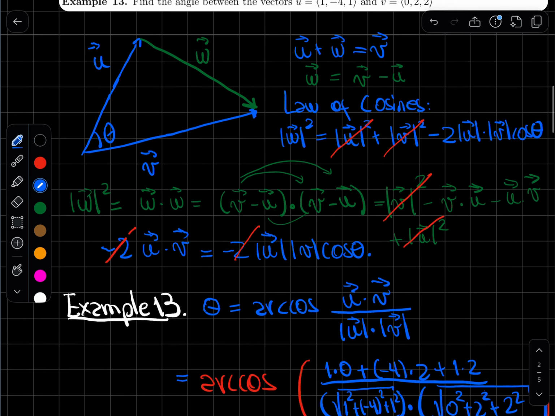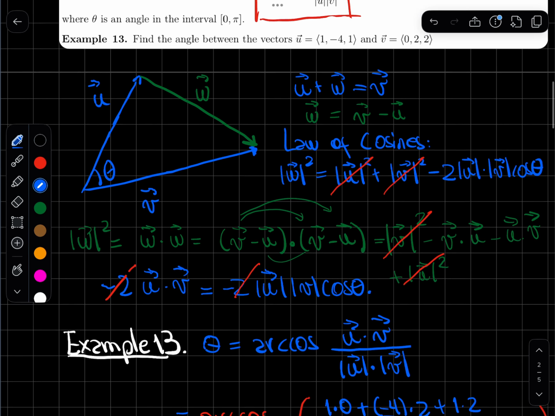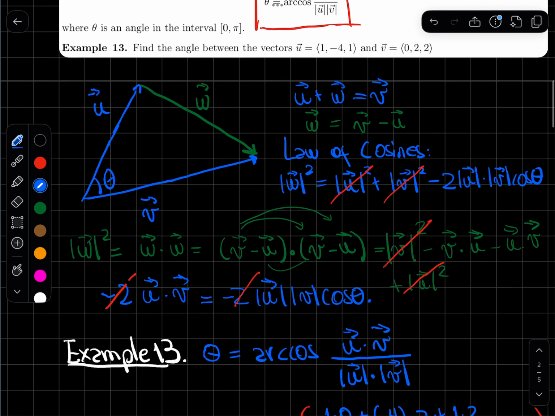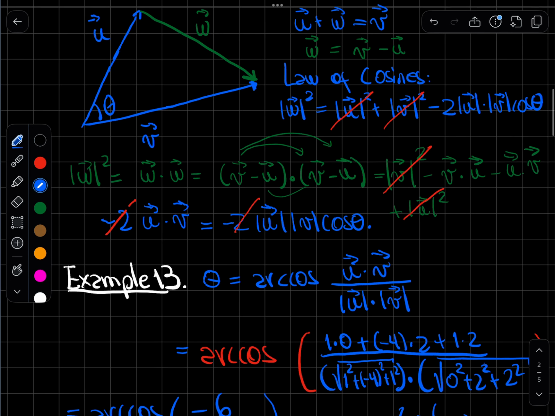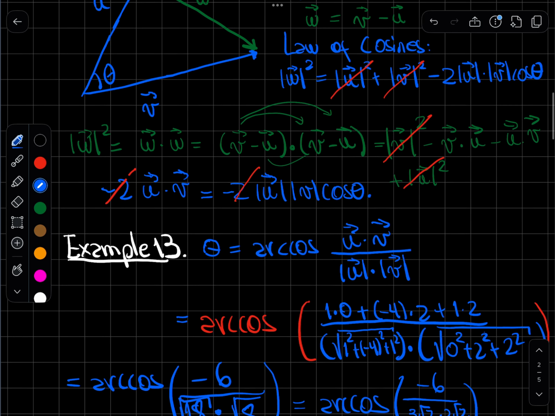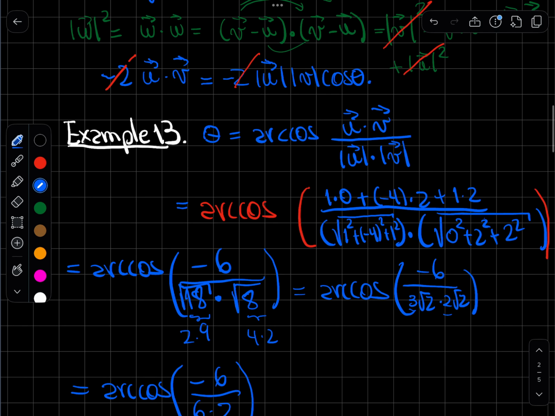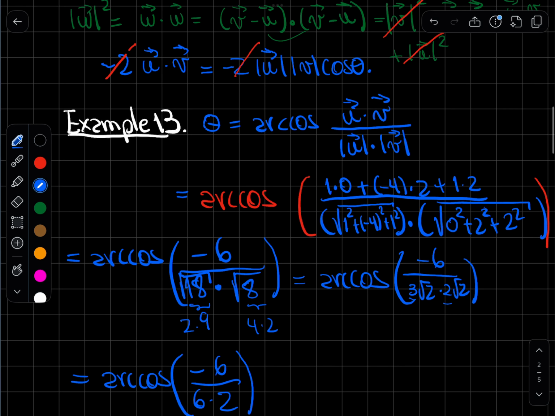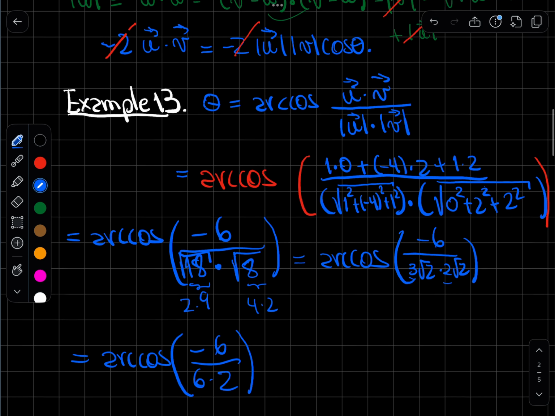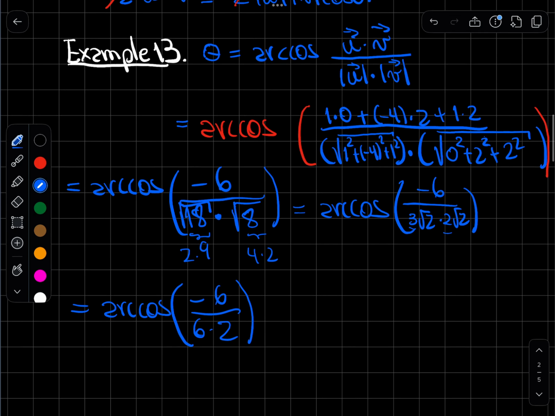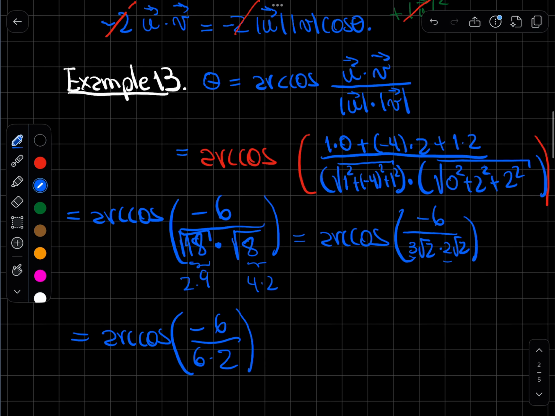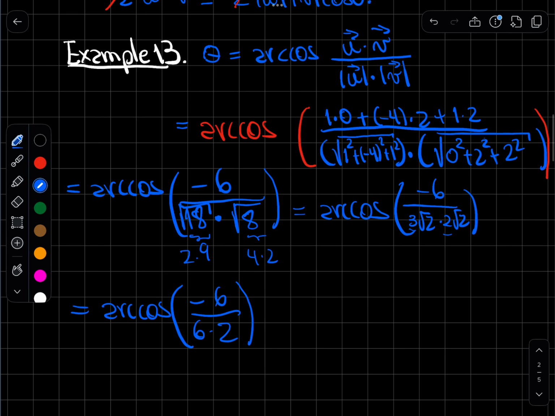If I have, let me see. 1, 0, -4, 2, 1, and 2. 1 squared, -4 squared, 1 squared. So that's 16, 17, 18. Square root of that. And then 0, 2, 2. So that's 4, 4 is 8. And 3, 2. I don't see the mistake. Oh well.